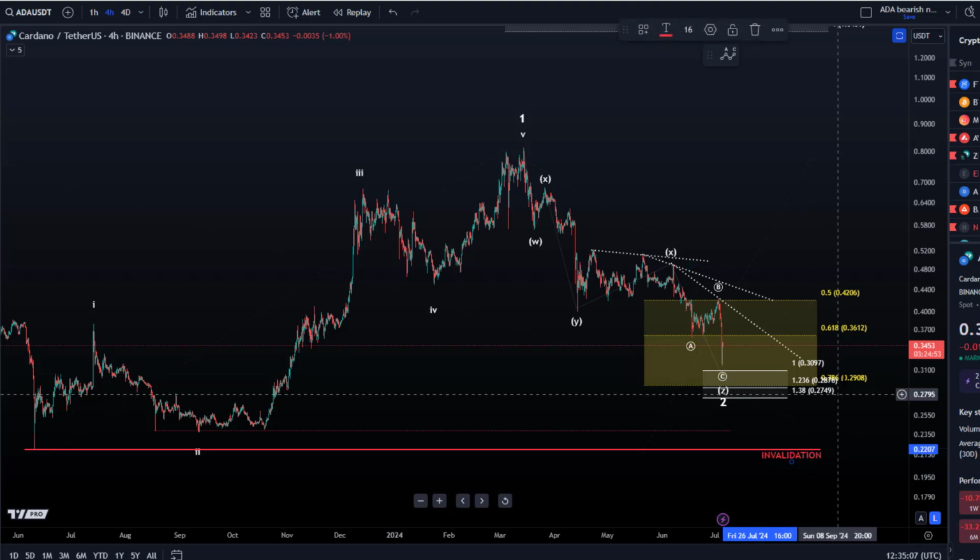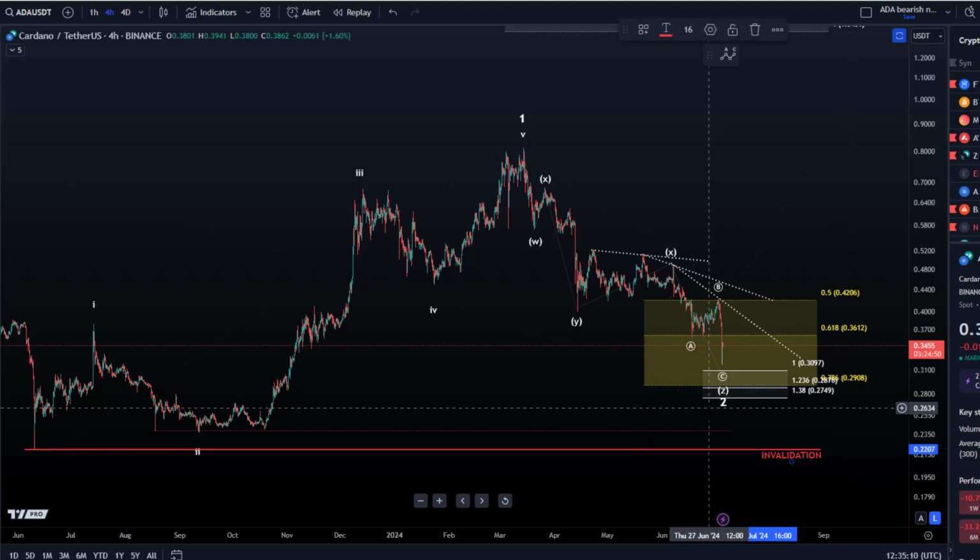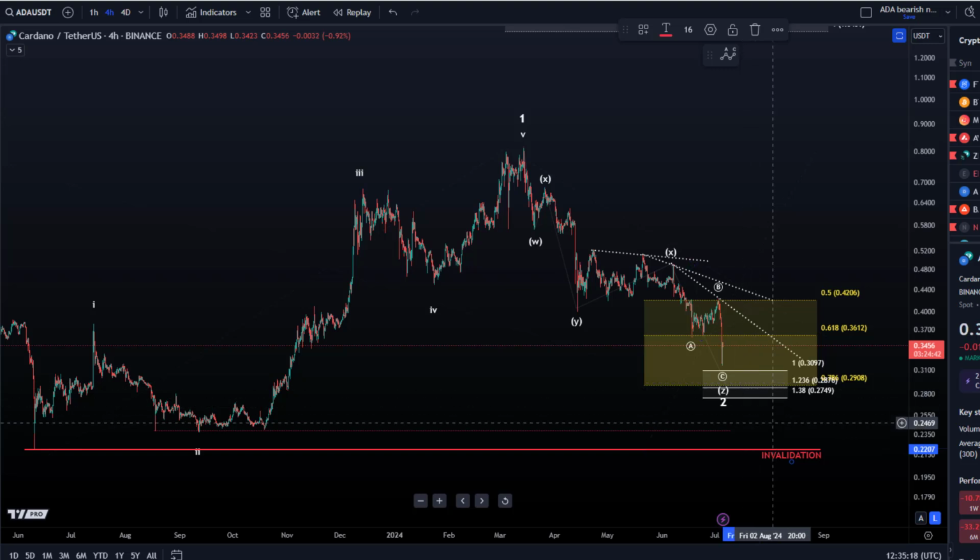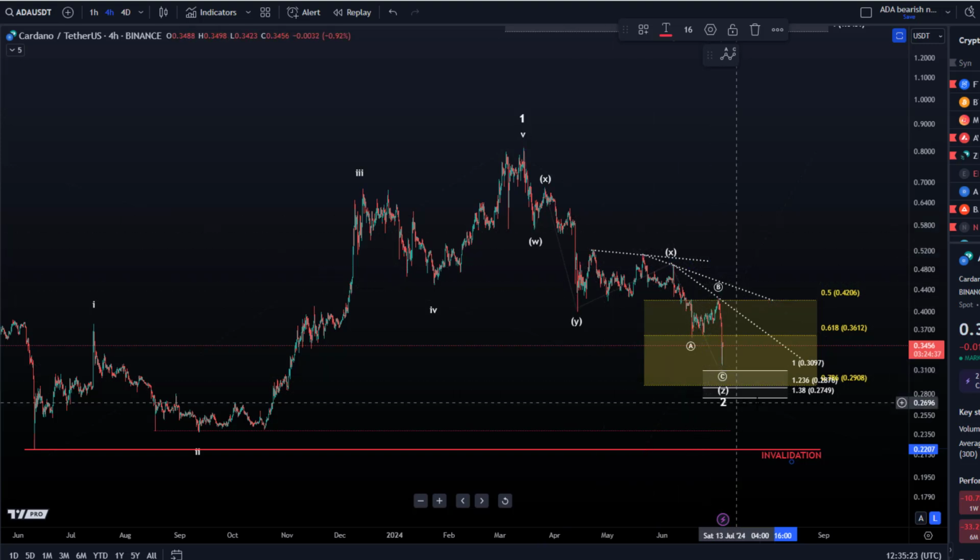29 cents is a really important level for a wave 2 correction. Any break below it would most likely lead to invalidation. It is not the same as invalidation. The invalidation point is down here at 22 cents. Short-term price action remains bearish.